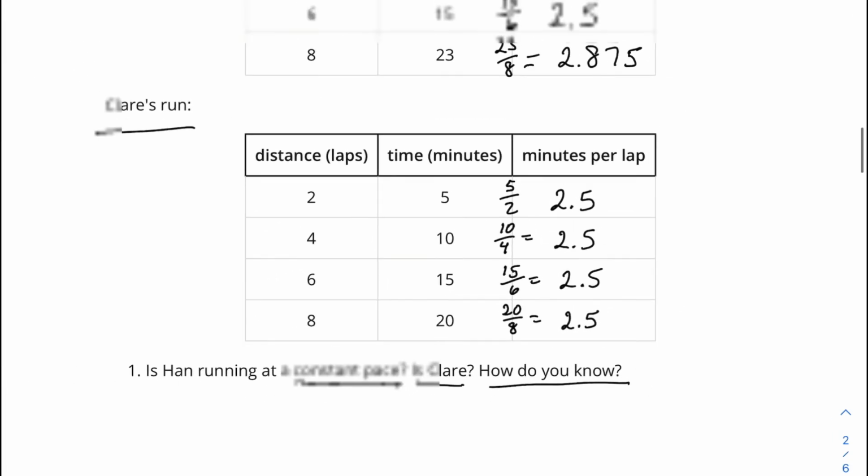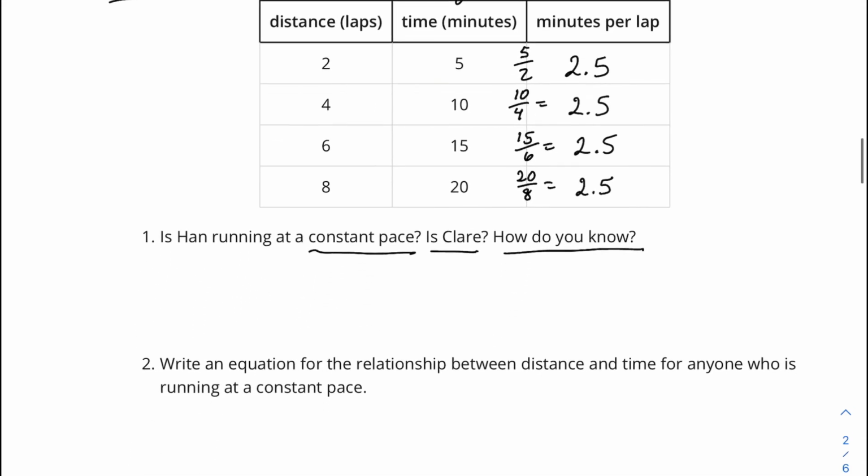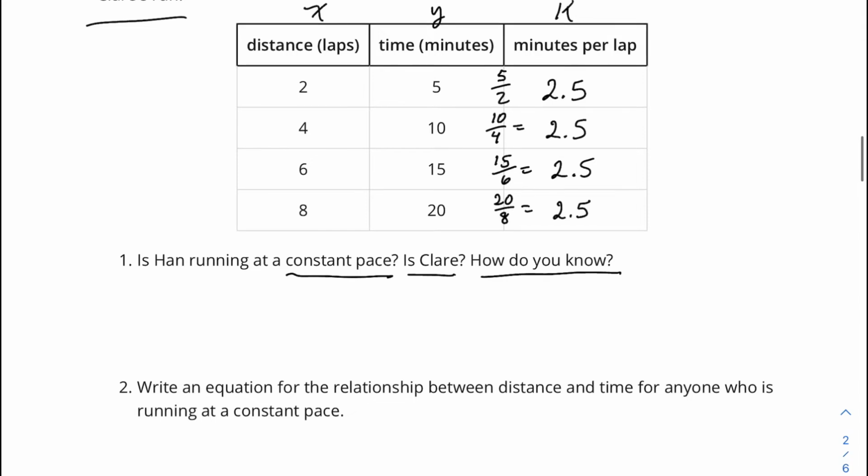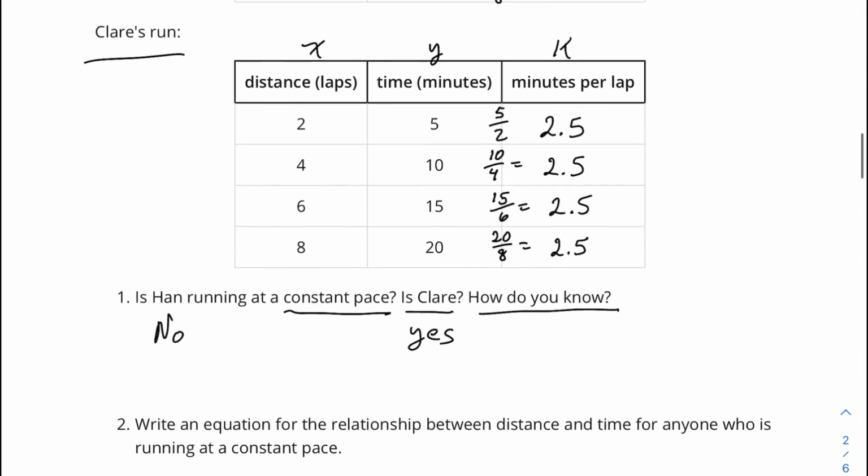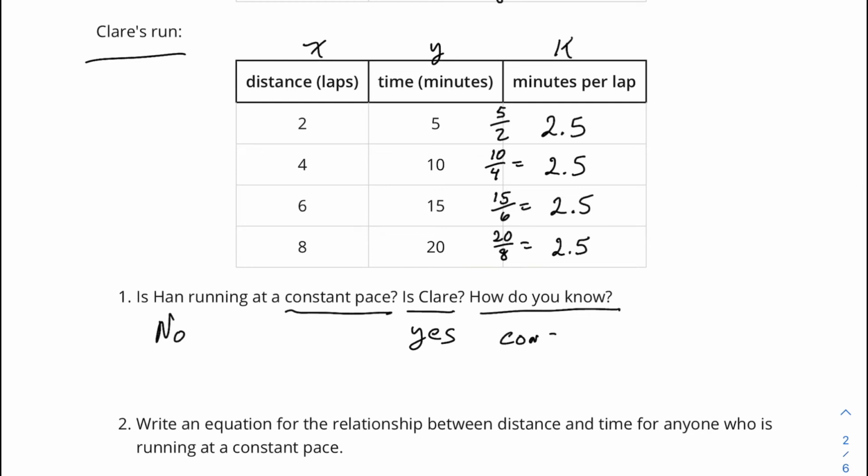So on her, if we look at the minutes per lap, they never change. They stay a constant 2.5 minutes per lap. So again, we can think of these as x and y and our k value, because we did y over x to get k. And we can see that that's a constant rate of 2.5 minutes per lap. So is Han running at a constant pace? For Han, it's no. And for Claire, it's yes. Because she's doing a constant. That constant is 2.5 minutes per lap.